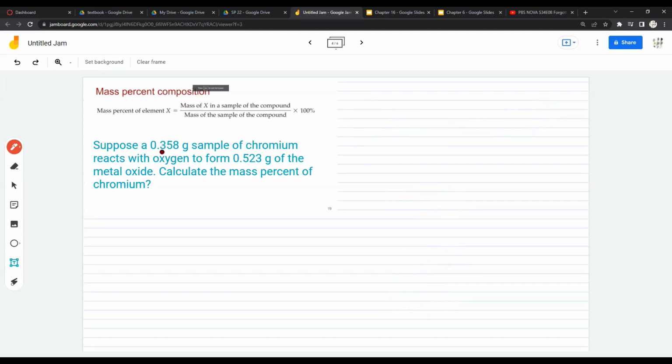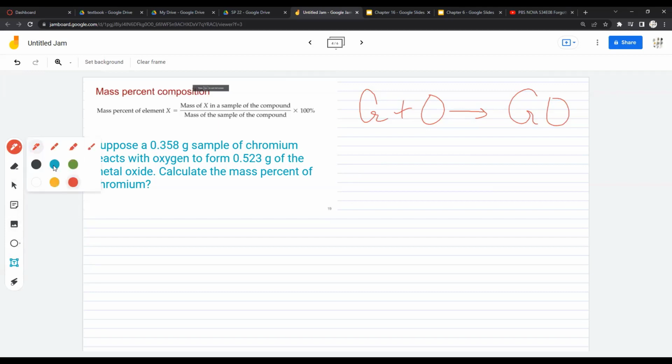So an example over here is, suppose 0.358 gram of chromium reacts with oxygen to form some grams of metal oxide. Calculate the mass percent of chromium. So we're given some reaction. We don't know exactly what the chromium is. Is it chromium 2 plus, 1 plus? Nothing we know. We just know that you had chromium and then you had oxygen and you formed some compound with chromium and oxygen. This is not the right formula. So I'm just writing what we've been given so far.